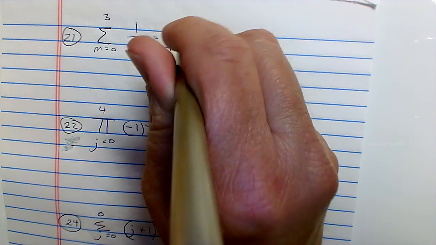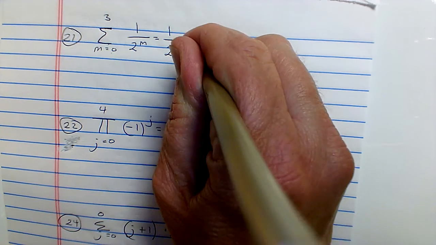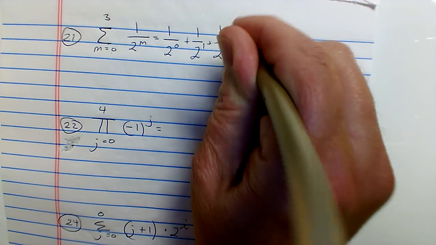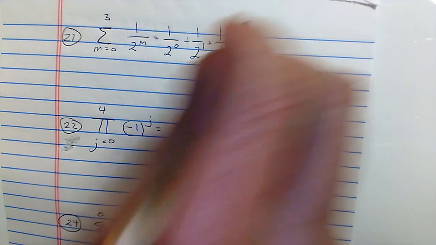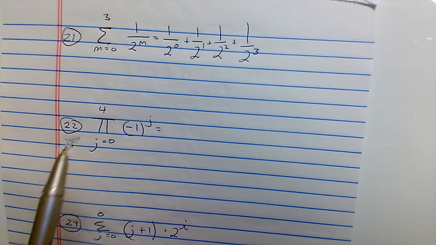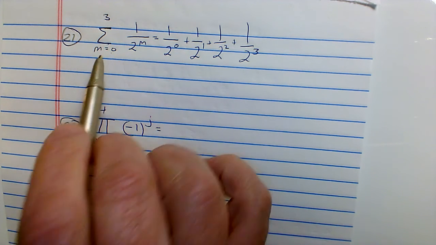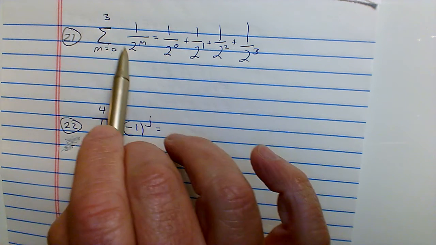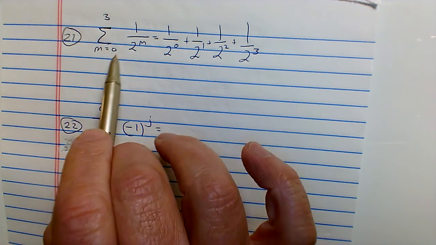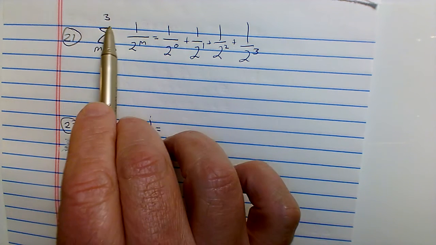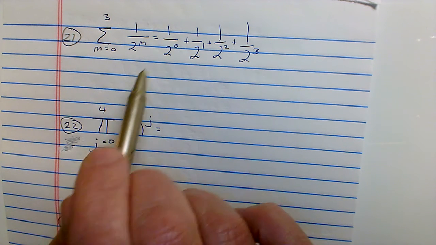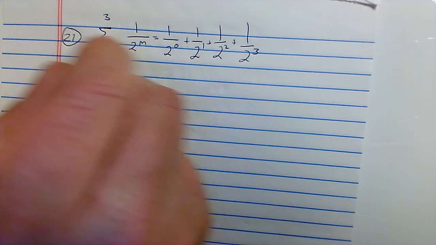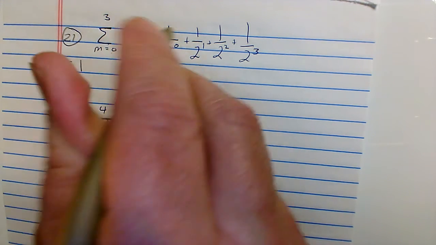So we have 1 over 2 to the 0, plus 1 over 2 to the first, plus 1 over 2 squared, plus 1 over 2 to the third. These summation problems are a little bit like doing loops in computers, because we have the body of the loop that we perform each time, we have initial conditions which start the loop, and we have ending conditions that say when we drop out. 2 to the 0th is 1, so that first term is a 1.